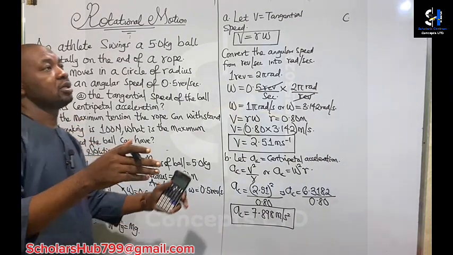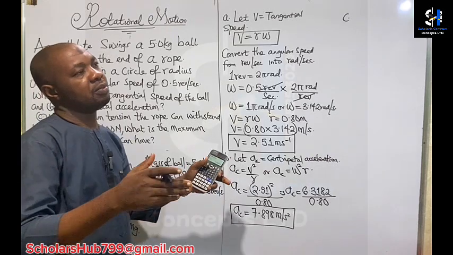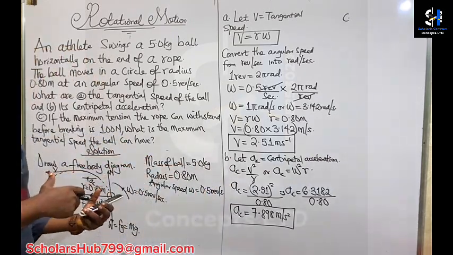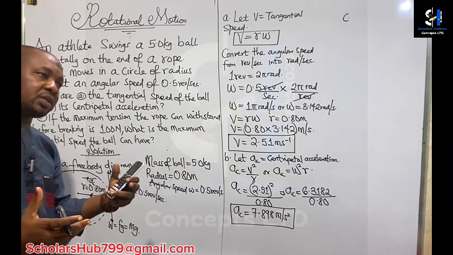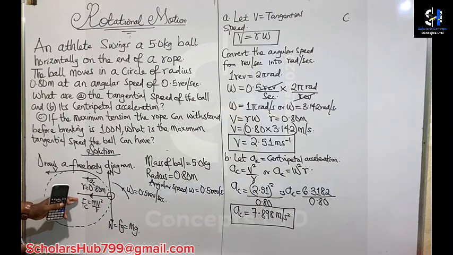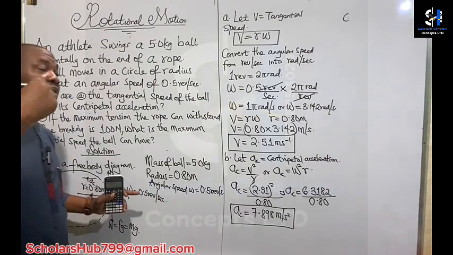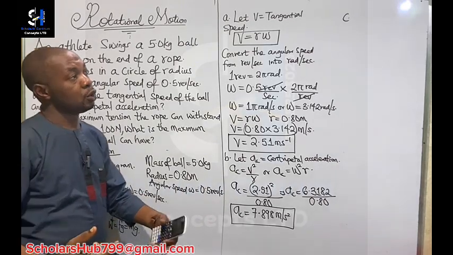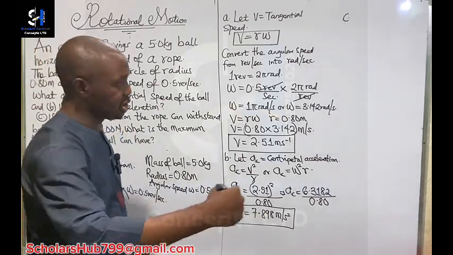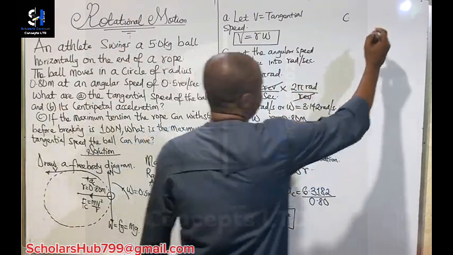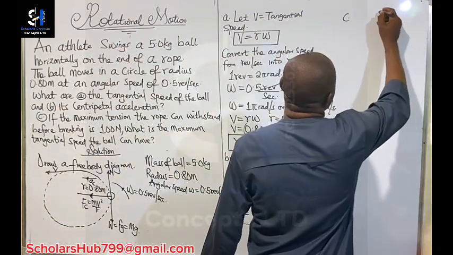So the maximum tangential speed the ball can have will be when the tension provides the centripetal force that will be required to produce the tangential speed. That is the centripetal force required to keep the body moving in a circle. When we talk about tensional force, we can have something like this.